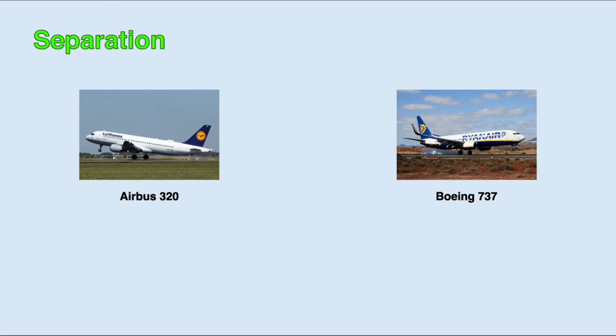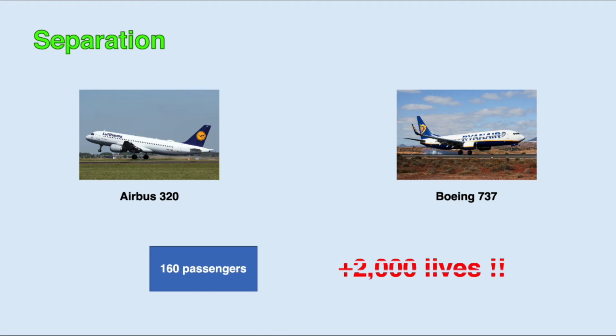The reason is because, for example, the most common aircraft in the world are the Airbus 320 and the Boeing 737. And the average passenger capacity of these planes is 160 passengers. Let's say that you have 10 planes under your responsibility. That means that you're guarding the lives of about 2,000 people. So imagine having 2,000 lives under your responsibility. That means that you have to do your job super well. You need to separate traffics properly to ensure that those 2,000 people are safe at all times.